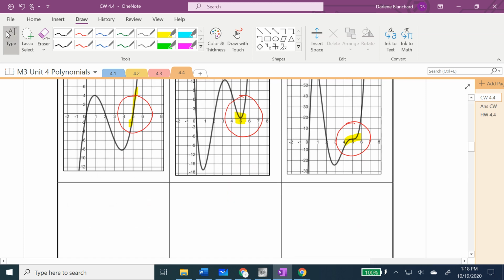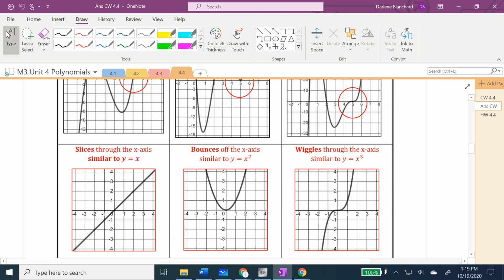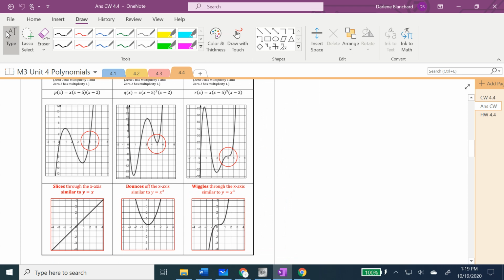And what I want to point out to you is, actually, let me go over to the answers now. I want to point out to you that when the multiplicity is 1, it slices through similar to y equals x slicing through the x-axis. When its multiplicity is 2, it bounces off the x-axis like x squared bounces off the x-axis. And when the multiplicity is 3, it kind of wiggles or has an inflection point through the x-axis, similar to the way x cubed does.